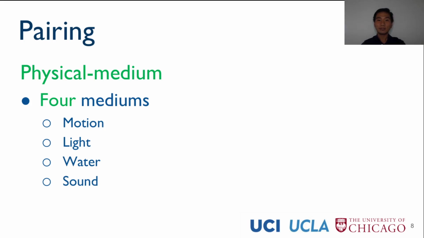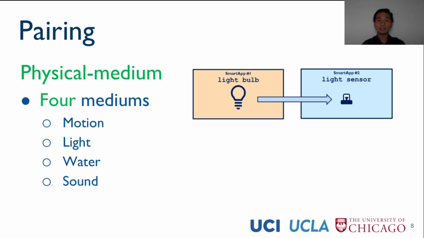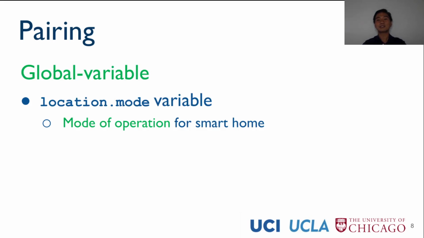Apps in a pair interact through one of the 4 mediums: motion, light, water, and sound. For example, we can pair app 1 that turns on a light bulb with app 2 that takes input from a light sensor, since they interact through the medium of light. Third, we can pair apps that control the same global variable. We collect all such pairs in a group called the global variable group. A pair of apps read from or write to the same global variable. In this work, we focus on apps that access the location mode variable.